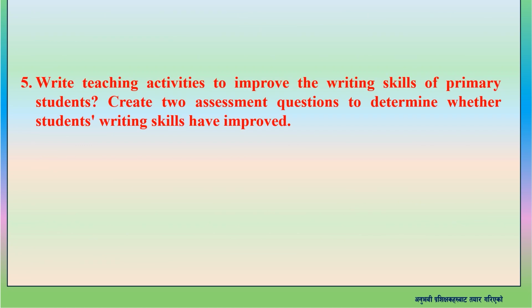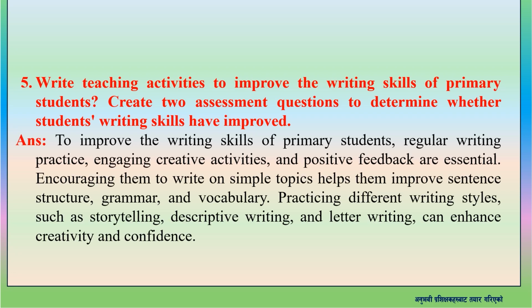The fifth question is write teaching activities to improve the writing skills of primary students. Create two assessment questions to determine whether students' writing skills have improved. The answer is in order to improve the writing skills of primary students, regular writing practice, engaging creative activities, and positive feedback are very essential. Encouraging them to write on simple topics helps them improve sentence structure, grammar, and their vocabulary.